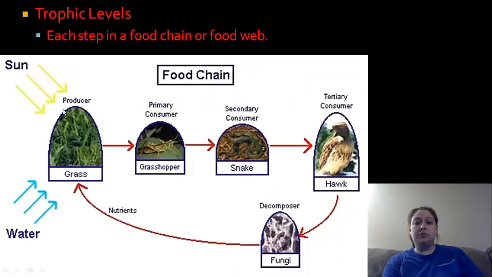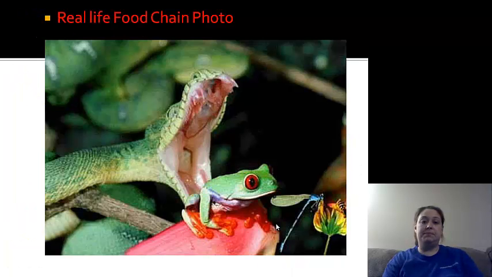So we have our producer, which is going to be our grass. Our primary consumer, so that's a trophic level, is our grasshopper. Then we have our secondary consumer, which is a snake that eats our grasshopper. Then we have a tertiary consumer, meaning three, which is going to be our hawk that eats our snake. And eventually our hawk will die, and the decomposers will get a hold of it.